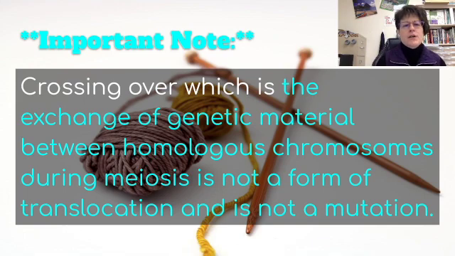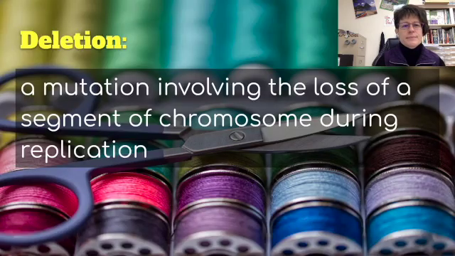And this is an important note. It is not crossing over, because crossing over is the exchange of genetic material between homologous chromosomes during meiosis and is not a form of translocation and is not a mutation. It's a mutation when they're not homologous chromosomes.